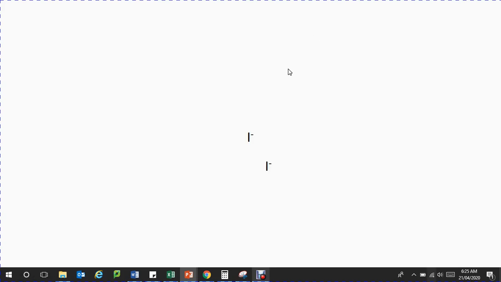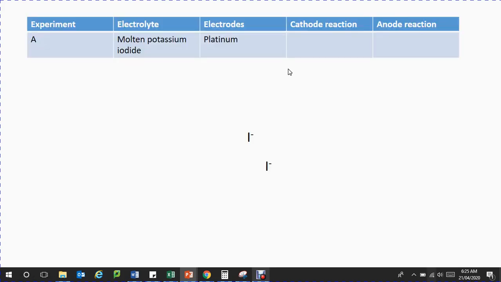So the first one we had, the electrolyte was molten potassium iodide and the electrodes were platinum. Now, quite a few of you were wondering where you start with these questions. The very first thing you need to do is look at what the electrolyte is and what the electrodes are, and start thinking about what species are present in this electrolytic cell. So I've got molten potassium iodide.